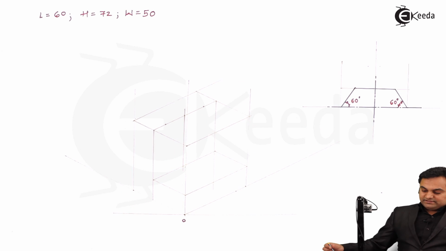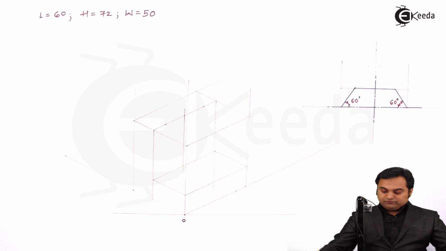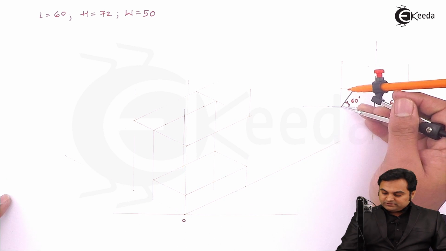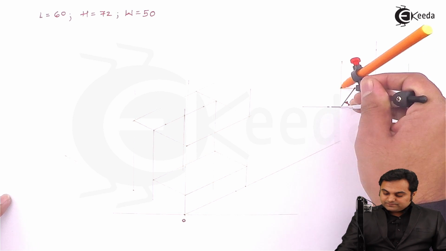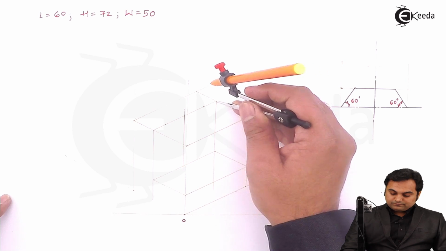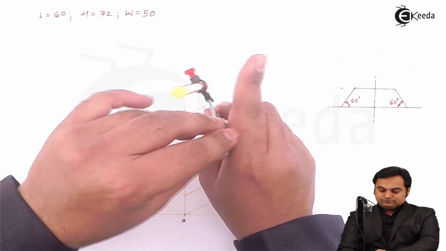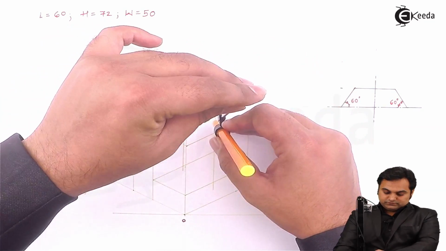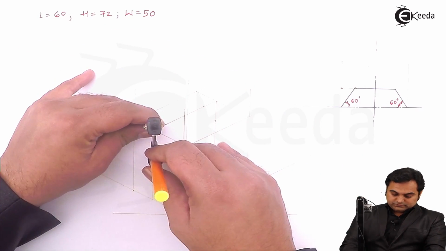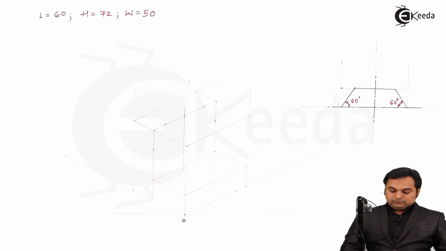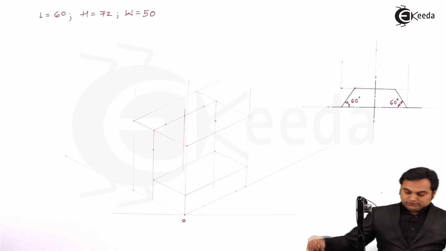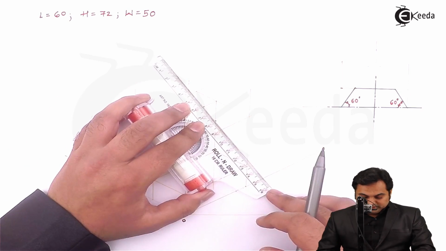Now next I can say that as this surface is having a height of 20 mm, the same 20 mm which I am getting here, I am just going to mark it over that. So I am measuring this distance of 20 mm, plotting it over these vertical lines. Then drawing light lines.